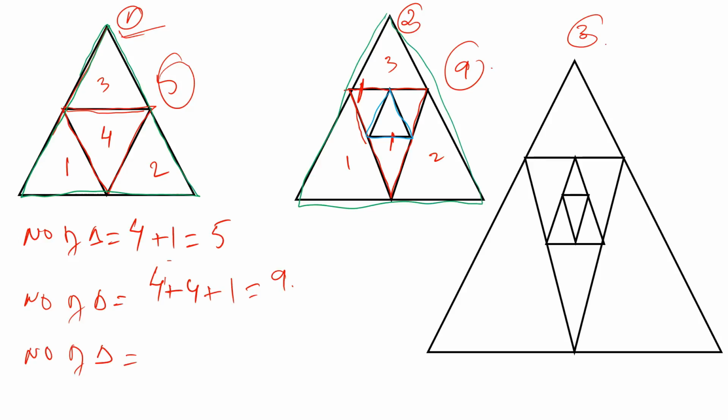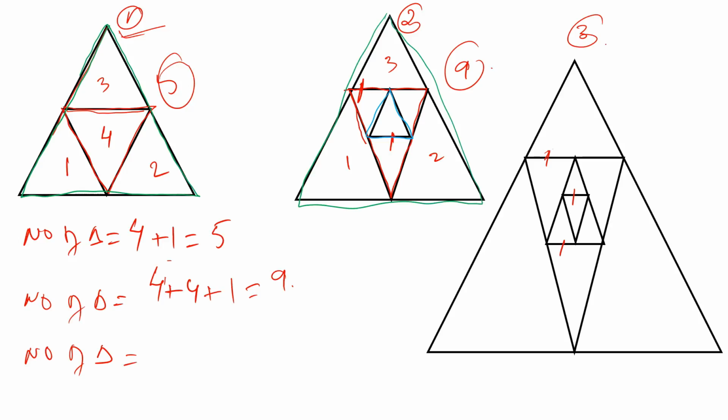The number of triangles in figure number 3. Here we have to count how many inner triangles are there. So this is 1, 2 and 3. There are 3 inner triangles. So we know one inner triangle forms 4 triangles. So 3 inner triangles will form 12 triangles.